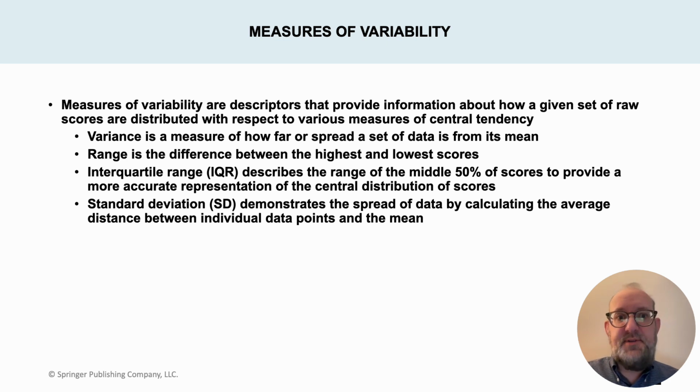Range is the simplest measure of variability. It's calculated by subtracting the smallest value from the largest value in a data set. It gives an idea of how widely the values in the data set vary. Range can be sensitive to those outliers, as a single extreme value can greatly affect the overall range.